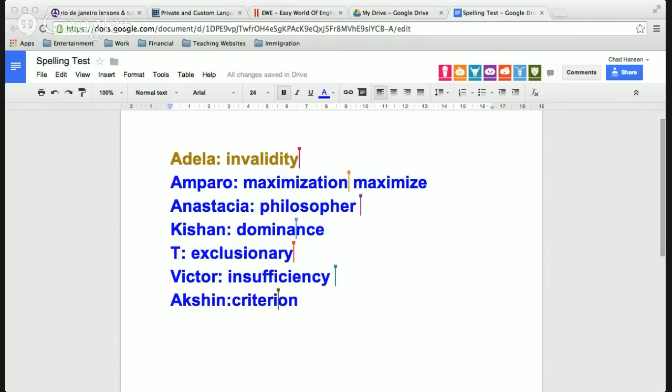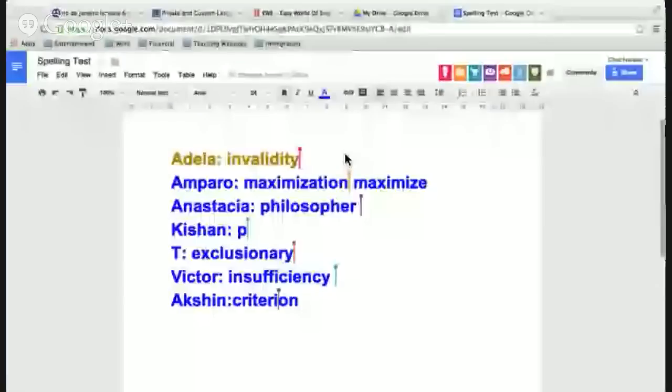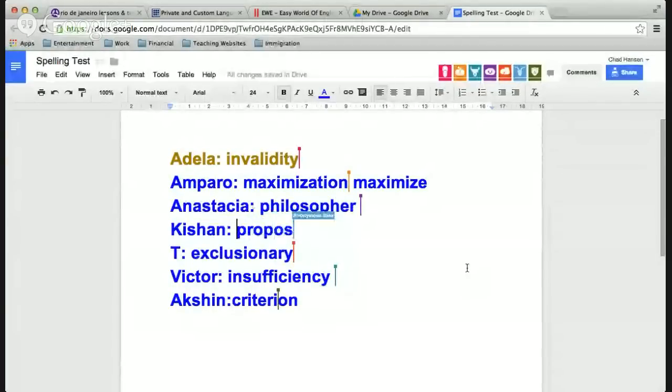Okay. Keyshawn. All right, Keyshawn, let's go to proportionately. Proportionately. Now, you're very close. Even though this looks like your ending is right, your ending is right. It's proportionately.